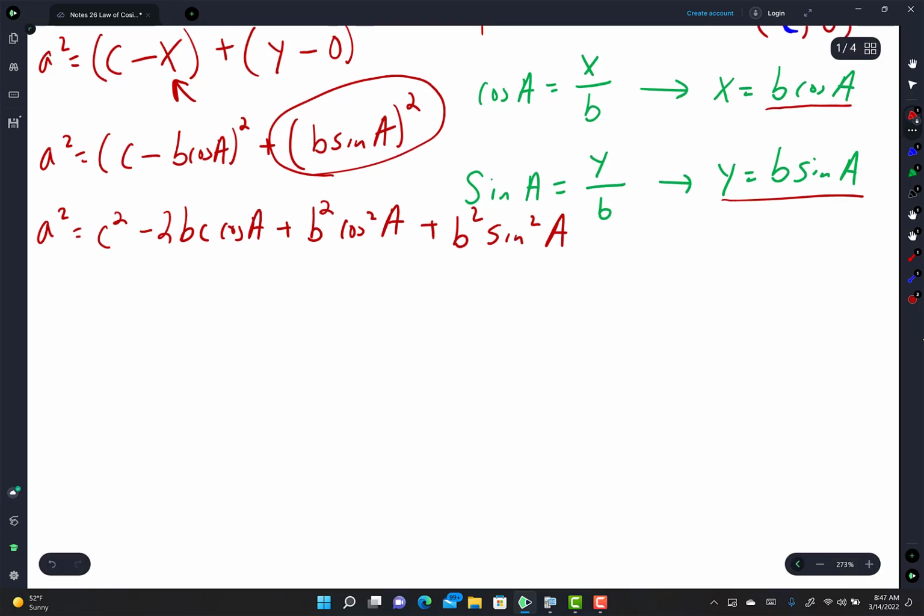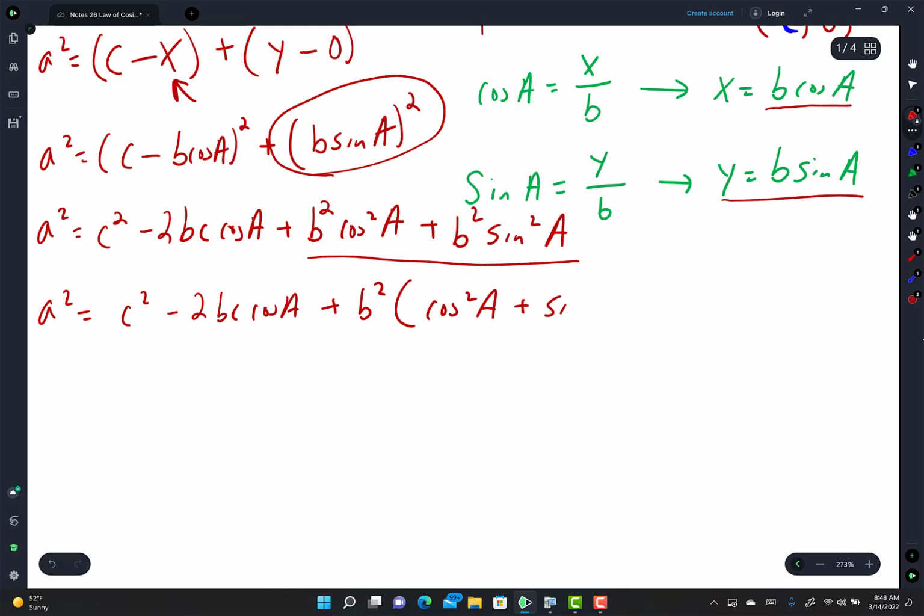All right, so check it out, guys. This that I'm underlining, I can factor out a b squared. So now I have a squared equals c squared minus 2bc cosine a plus, here's my b squared factored out. And then notice what I have on the inside here in parentheses. What is cosine squared plus sine squared? Just 1. This is just 1, guys.